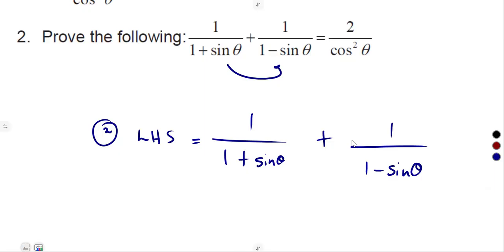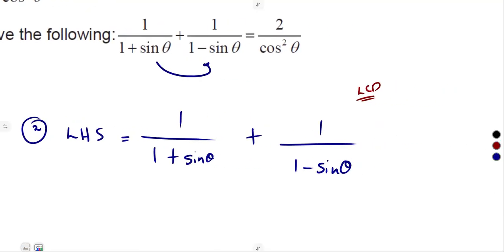So combine them as a single fraction. We must determine the LCD of the given denominators, the LCM. There is 1 plus sine theta, 1 minus sine theta. So you just have to combine these together: 1 plus the sine of theta, 1 minus the sine of theta. You just have to combine as it is.